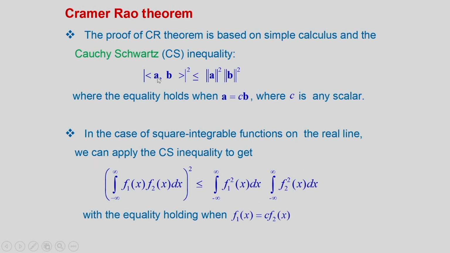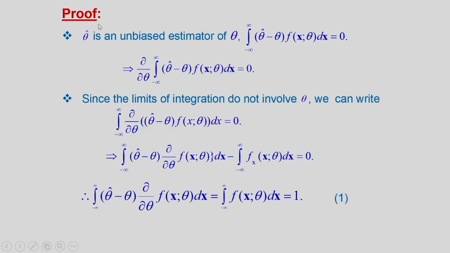Here the inner product is defined in terms of this integration, and the norm is defined by this integration. This is the result we get, and we will be using it for deriving the Cramer-Rao inequality. Also, in the case of two functions, equality holds only when one function is a scalar multiple of the other function. Now, we will prove this theorem.